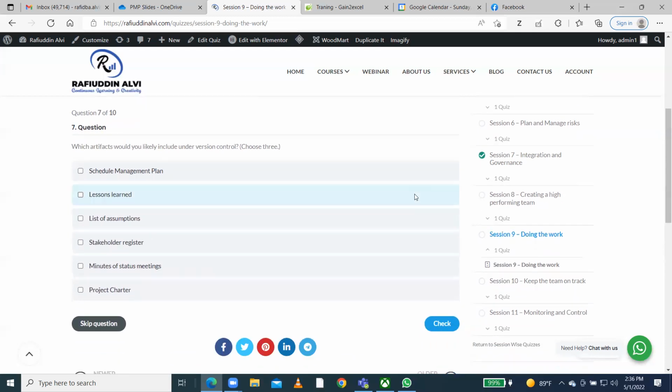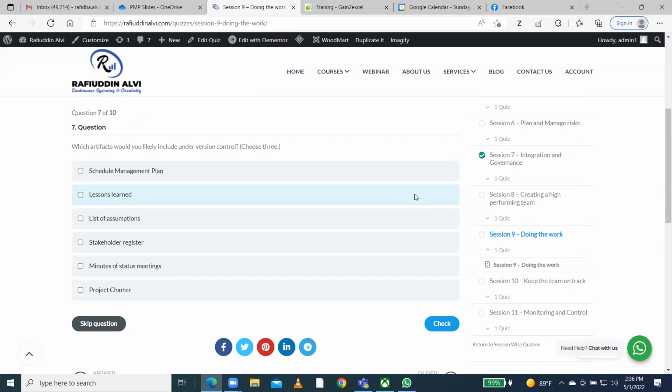Which artifact would you likely include under version control? So let's say, for example, you're doing version control with a tool like CVS or any tool from HP or another company. What document will you put here? It should be an approved document.